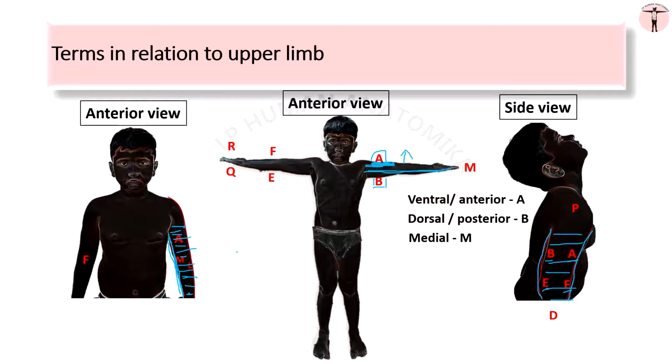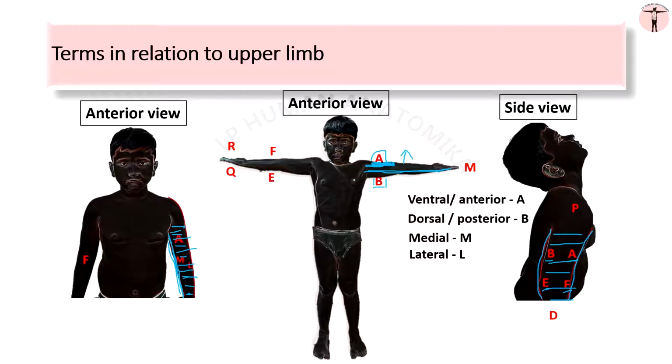Okay, so that is the medial. Now the lateral part of the upper limb is already discussed here in the side view. Whatever we are seeing is the lateral view of the upper limb. Okay, lateral side of upper limb.